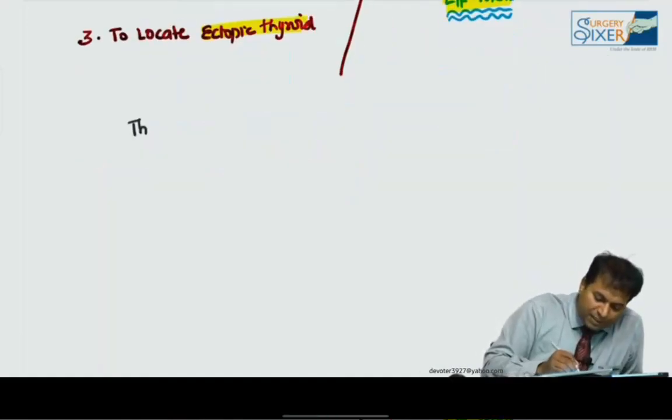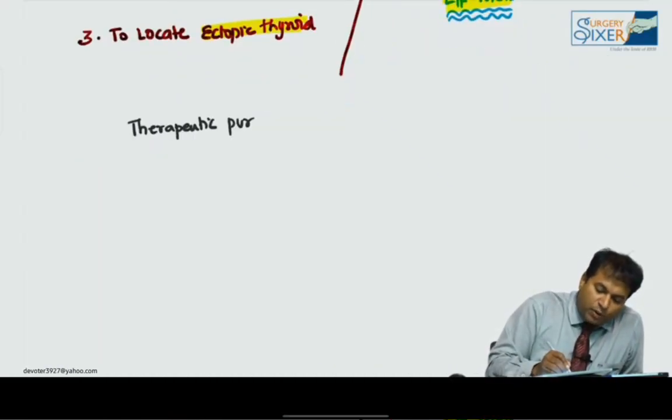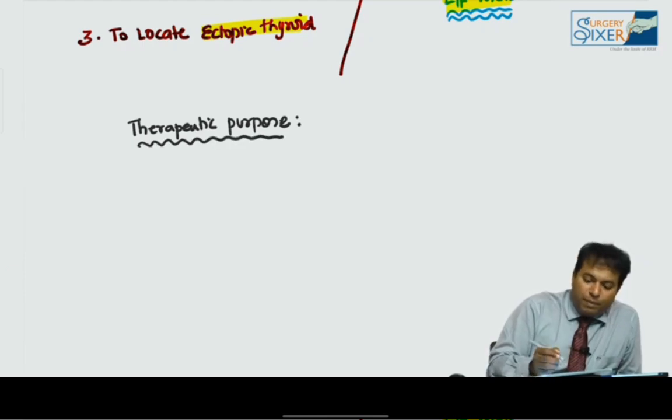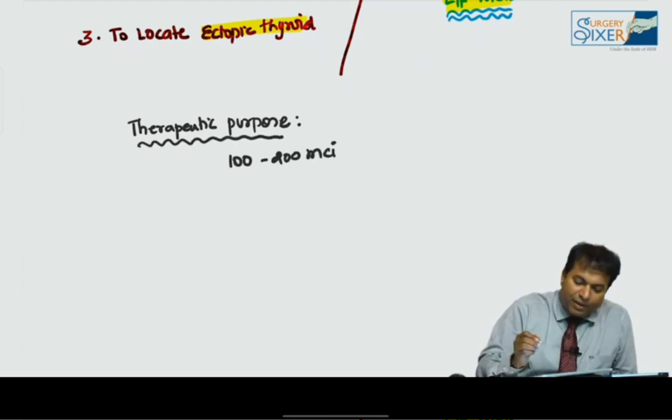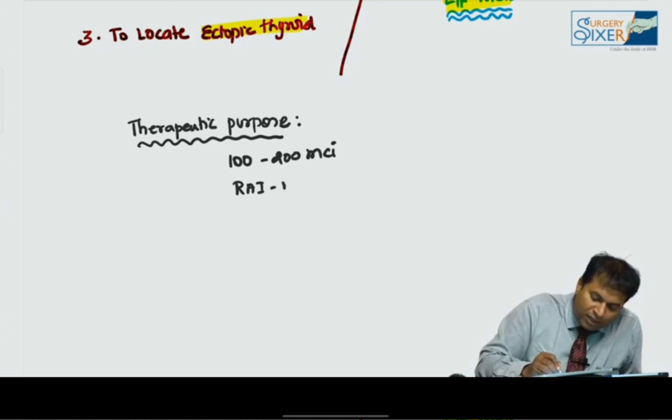Coming to therapeutic purposes. For therapeutic purposes we give a high dose. For diagnostic we give a very low dose, but for therapeutic purposes we will give 100 to 200 millicuries, and radioactive iodine 131 is usually used.